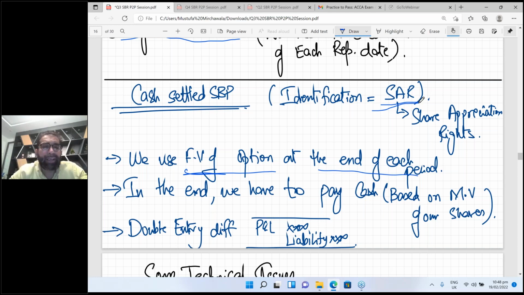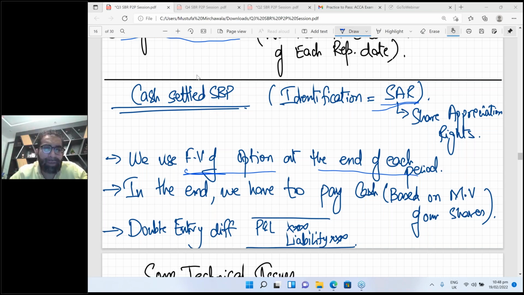And the third difference is the double entry. Now the double entry will be debit P&L and credit liability. In equity settled share based payment, we only give shares and the entry is P&L debit, equity credit. But in cash settled, the entry is P&L debit and liability credit.